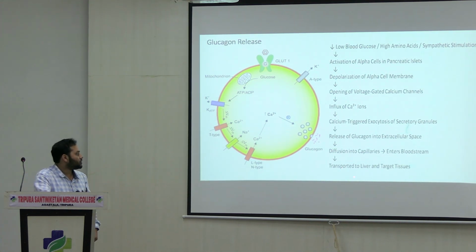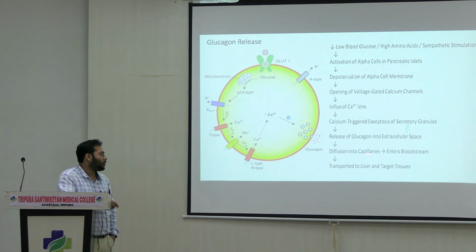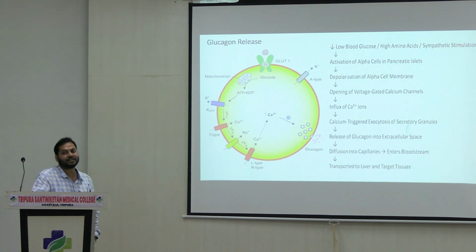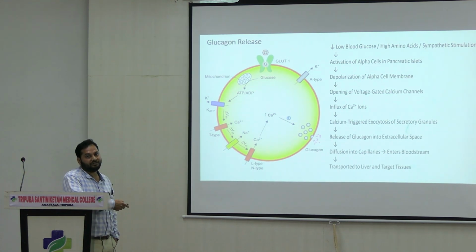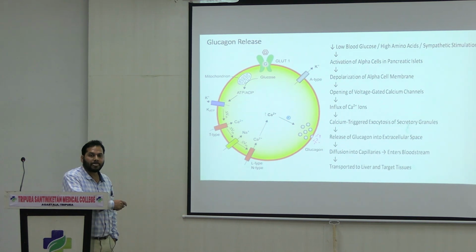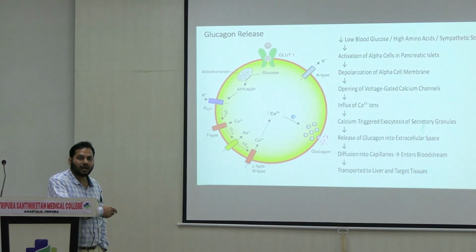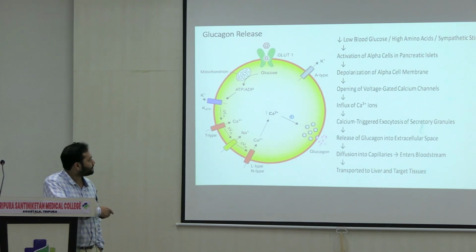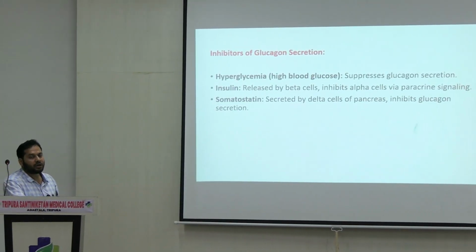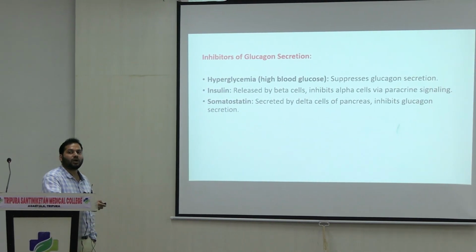So here it is transported to the target site. The most important target site for the glucagon hormone is the liver. So now we'll discuss how this glucagon hormone affects the liver or hepatic tissue. So this is the exact flow of how these hormones are synthesized and released.